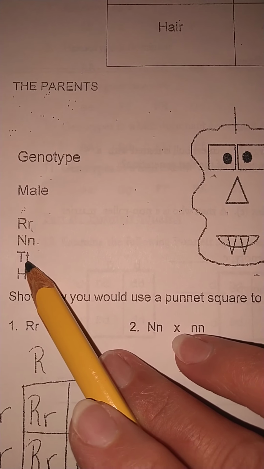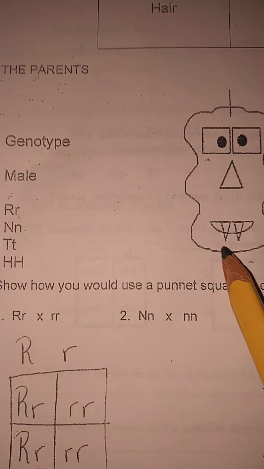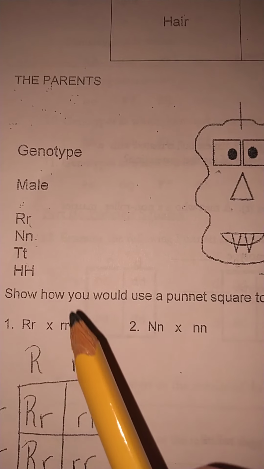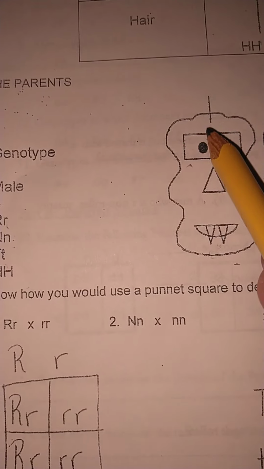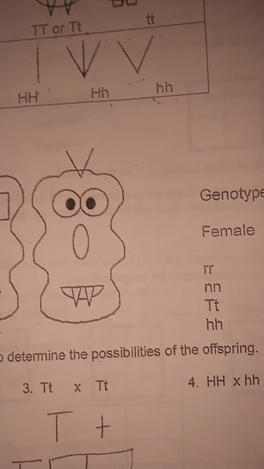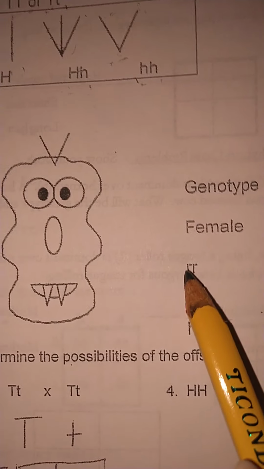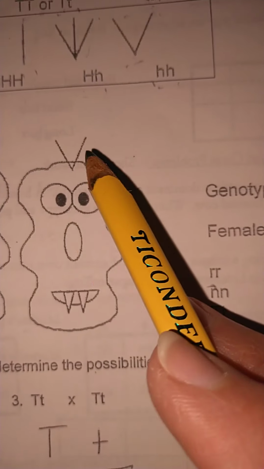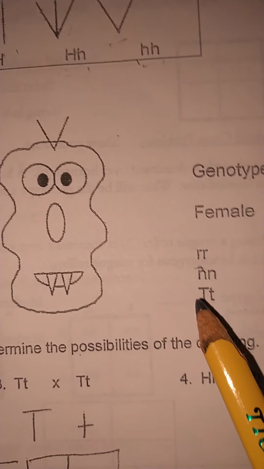Big T, little t for the teeth, so it's going to have that dominant phenotype of the pointy teeth. And then it has the two big H's, so it's going to have the big H trait of the one straight hair. The female, the mom here, it's got little r. She is homozygous recessive, so she has that recessive phenotype of the round eyes.